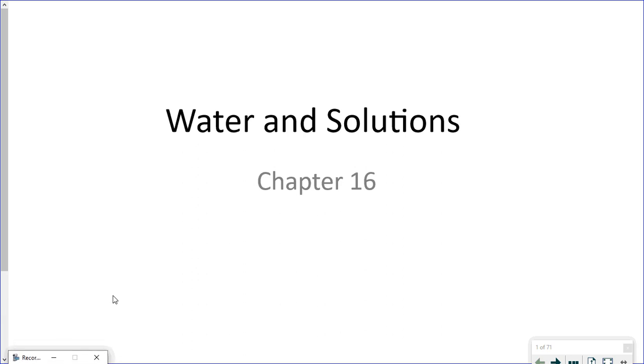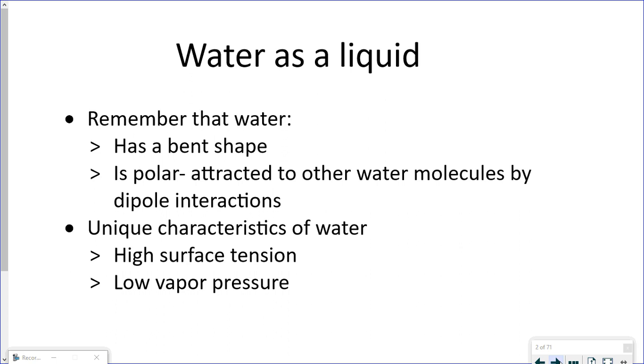Hey guys. We are going to be starting in our solutions, acids, and bases unit. Today we're strictly going to focus on the water and solutions part, specifically talking about solubility. We're going to talk a little bit about water. Water is what we use to make most of our solutions.